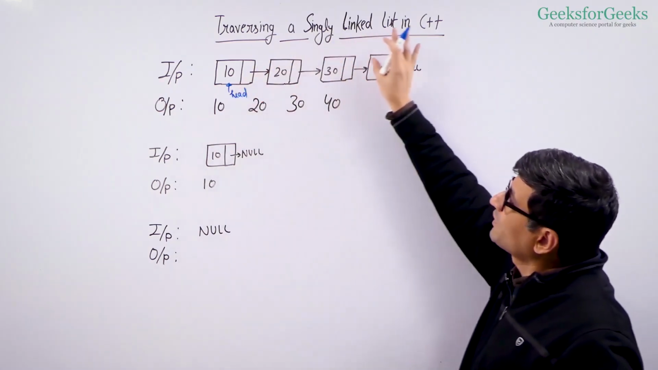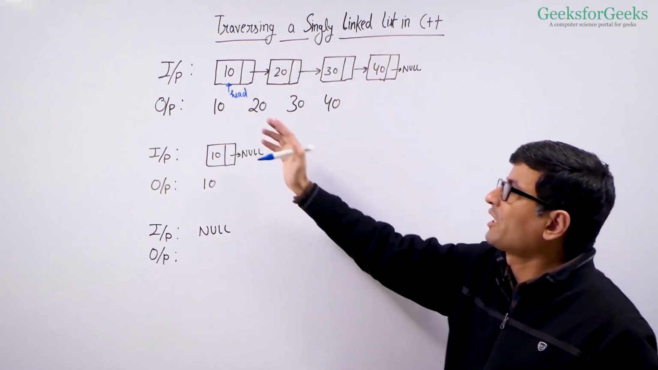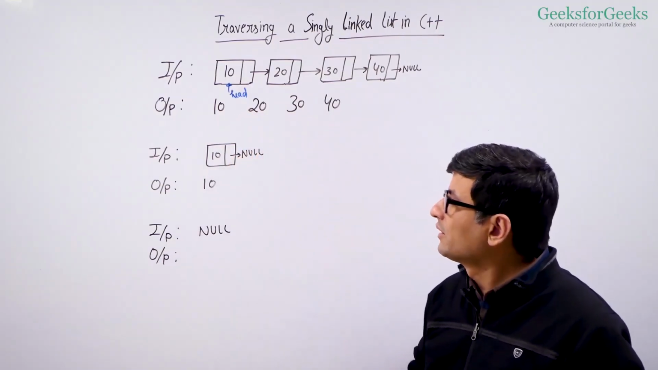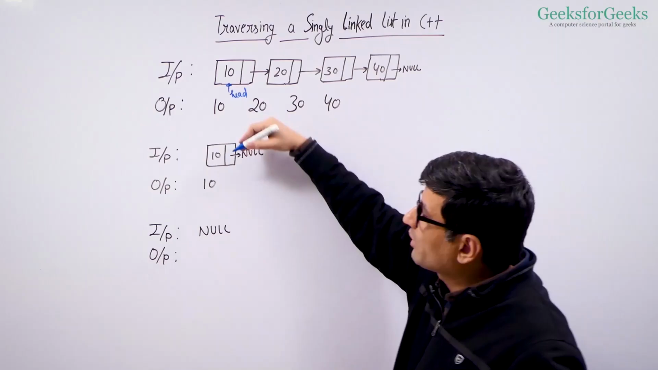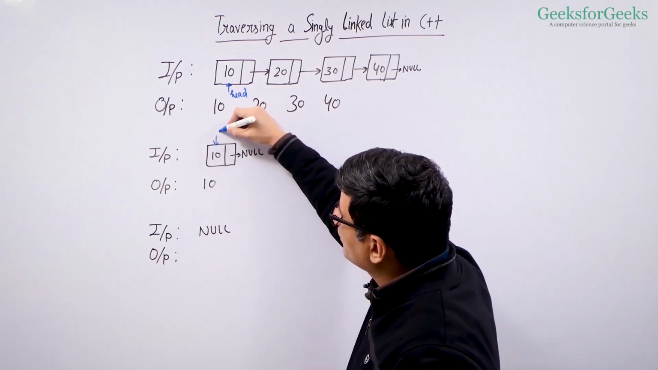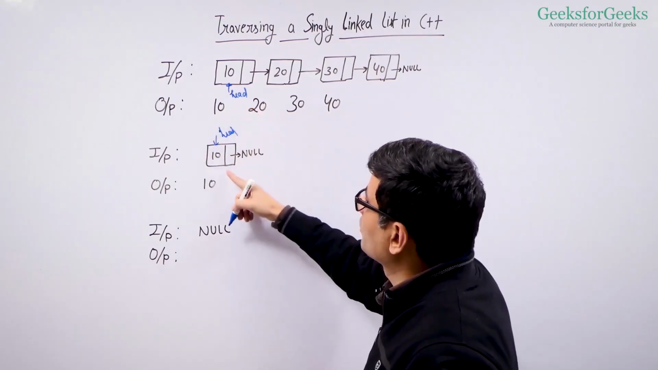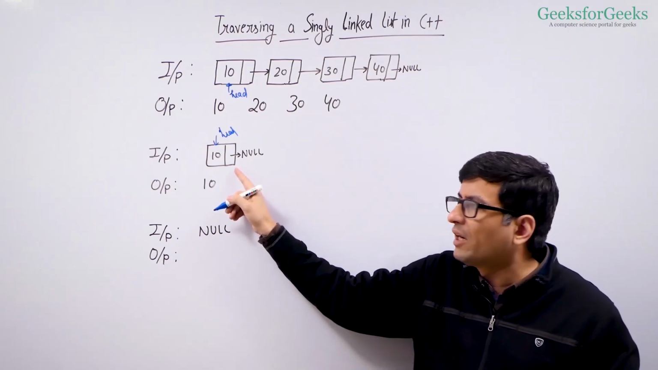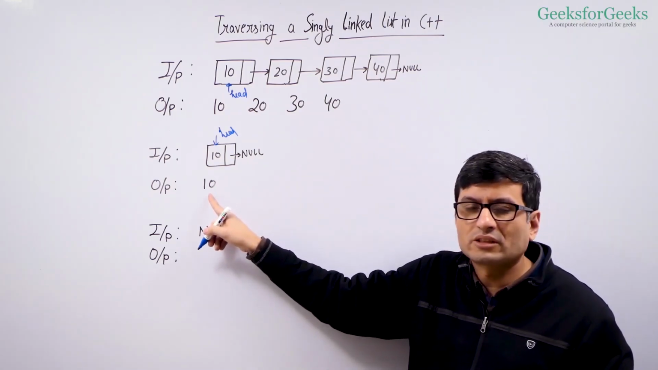We have this linked list created already. Our task is to print 10, 20, 30, 40. In this example, our head points to this node and next of this node is null. So this is the last node and the first node of the linked list. Our expected output is 10 in this case.